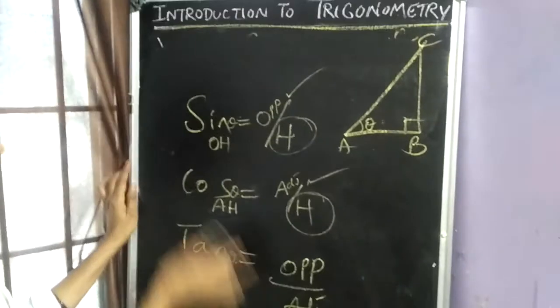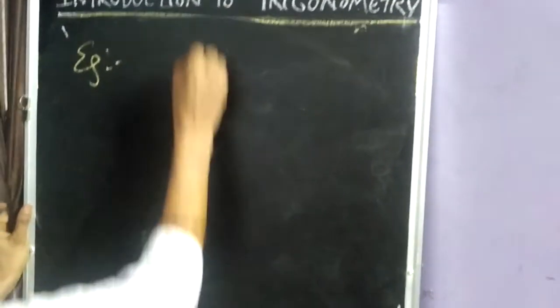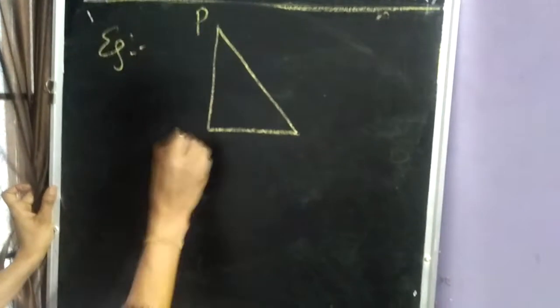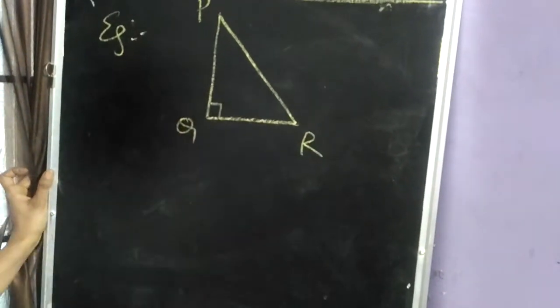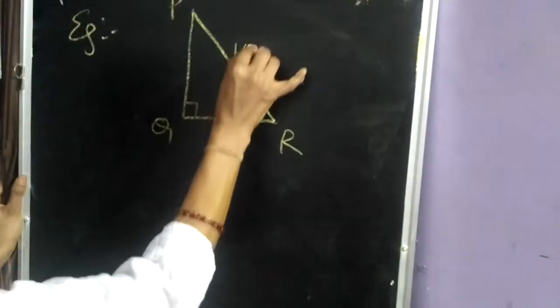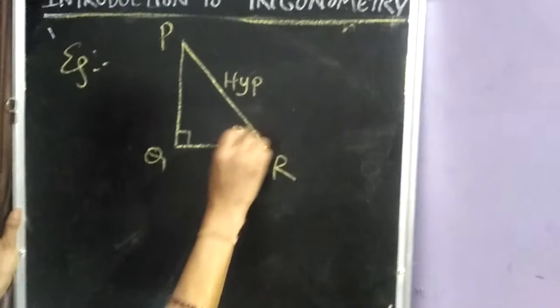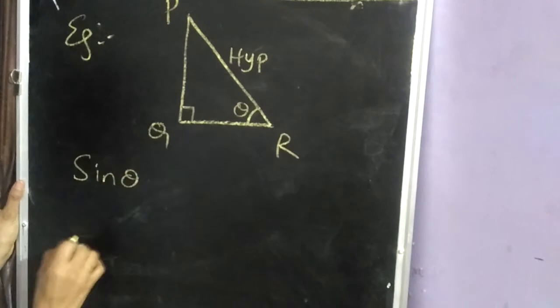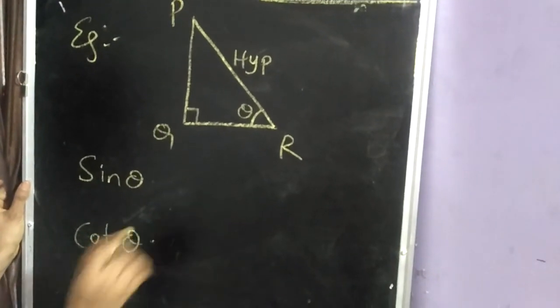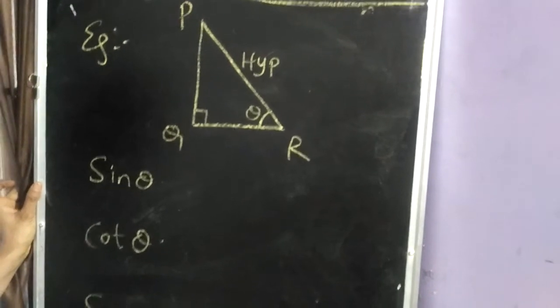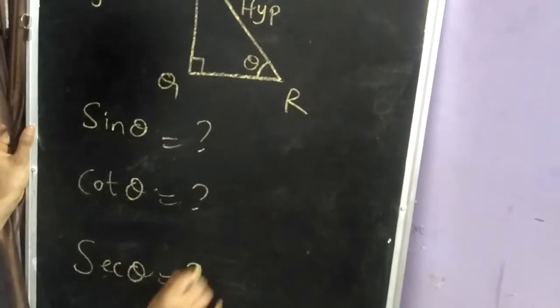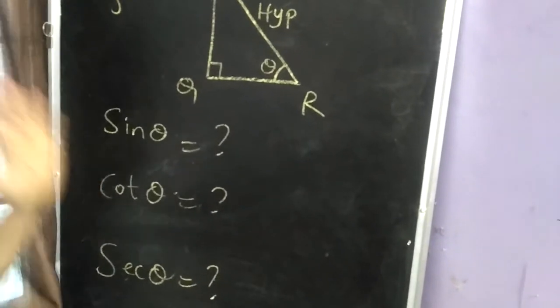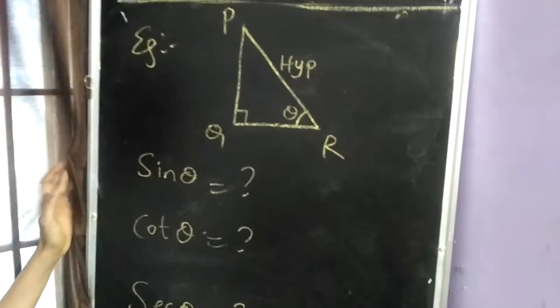Okay. So now, one small problem I'll teach you today so that you can try out a few more problems. So now, example. Let us take that PQR is a triangle, a right angle triangle. Q is the right angle. So you know that PR is the hypotenuse. I want sine theta, cot theta and secant theta. I am not given any values. Just recall what is sine, cot and secant.